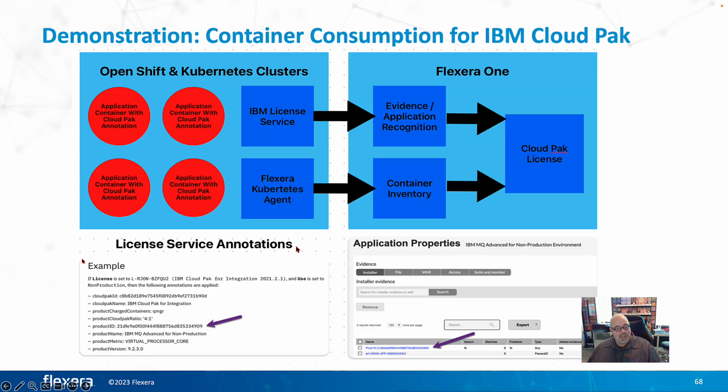As you can see in our application library, you can see these product IDs matching, and that's how we know what products are installed in which container, based on the annotations that were added, and that is provided by the IBM license service. That concludes our IBM Cloud Pack demonstration.